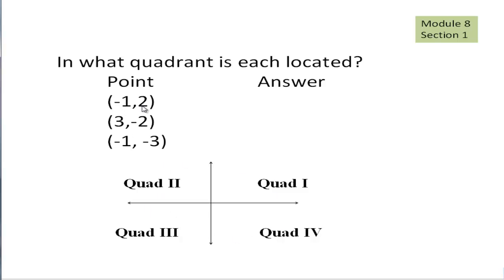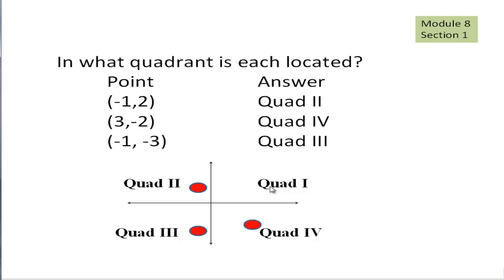So if you take -1, 2, the first number is left and right, the second number is up and down. So if I start at 0, go left 1, up 2, I'm in the second quadrant. Right 3, down 2. Again, you start at 0, go right 3, down 2, you're down in the fourth quadrant. Left 1, down 3, go left 1, down 3, down here someplace, and that is in the third quadrant. So the quadrants usually use Roman numerals. They start in upper right, and then upper left, then go down to lower left and lower right.